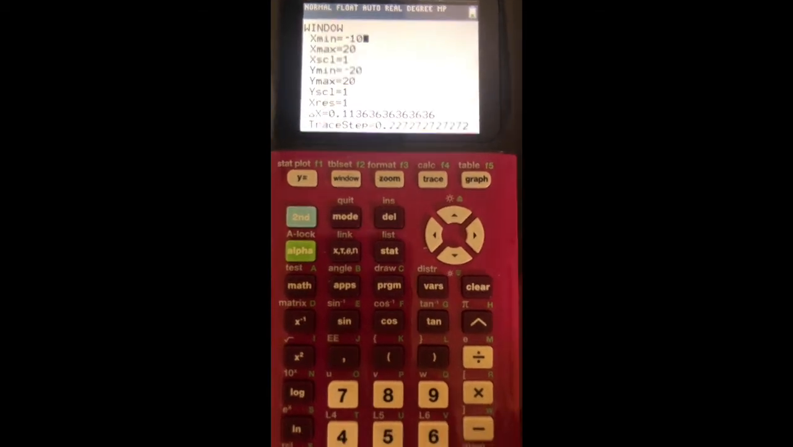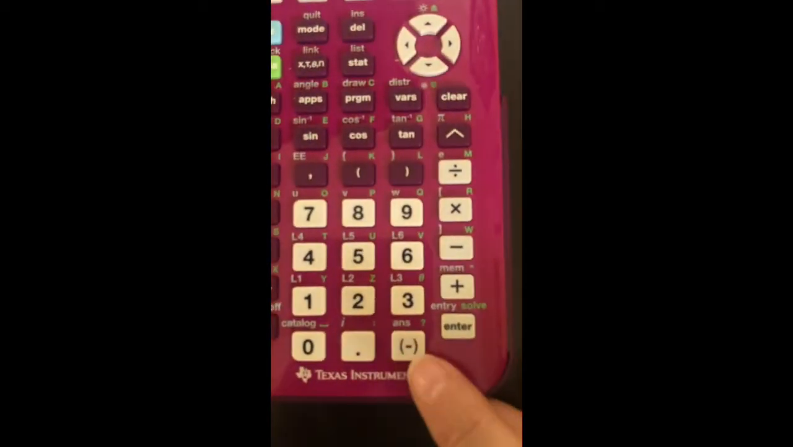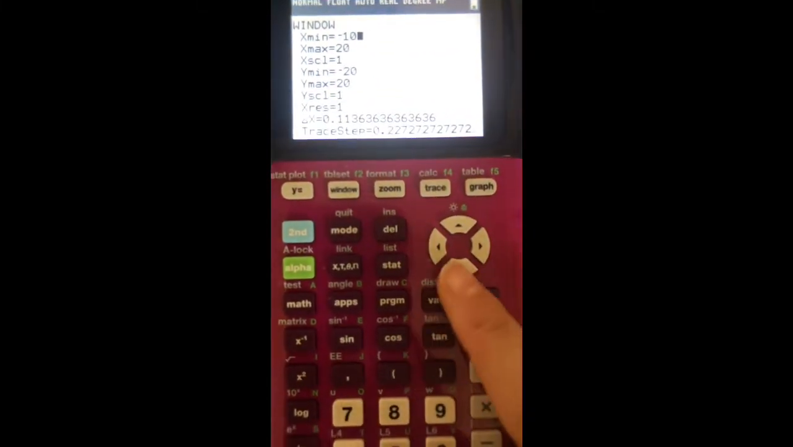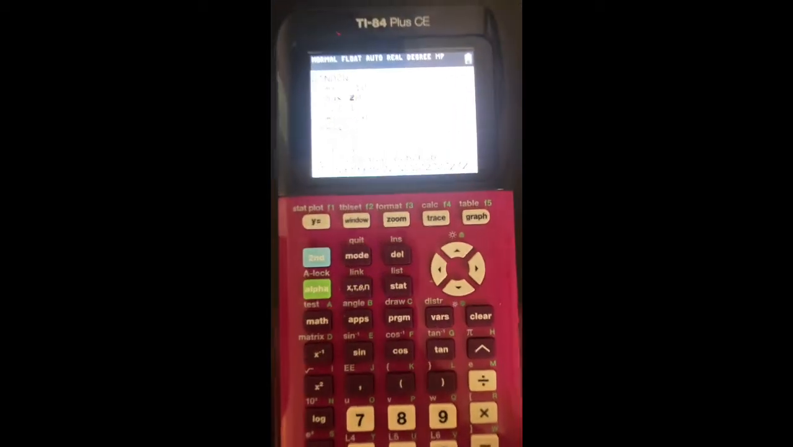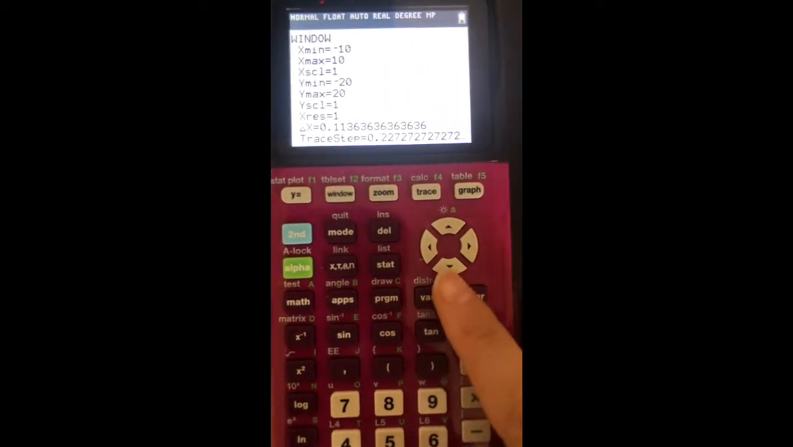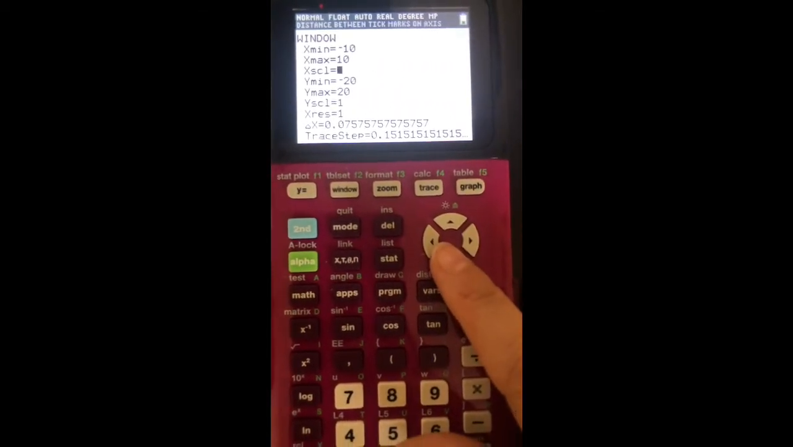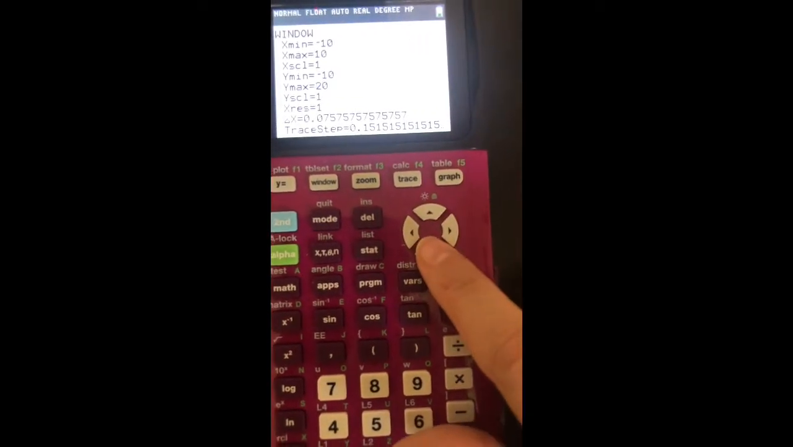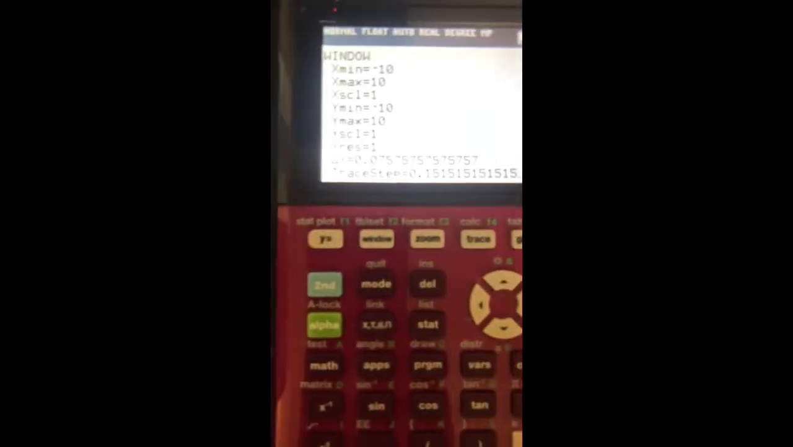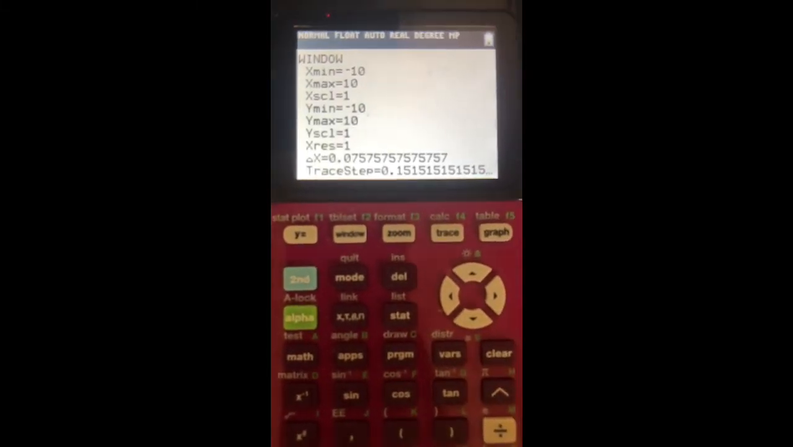So keep in mind when you do the negative, you want to use that negative sign. And FYI, you should be following along with me. It only makes sense. All right, so we're going to do -10 to 10, and then that you just leave. That just means it's going by ones. And then we're going to do the same thing for y. So -10 to 10, -10 to 10.